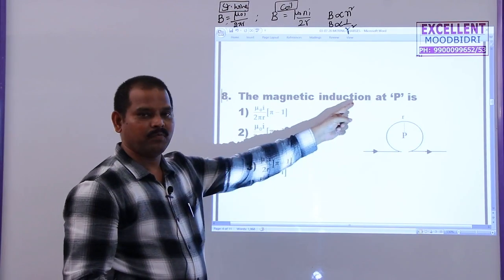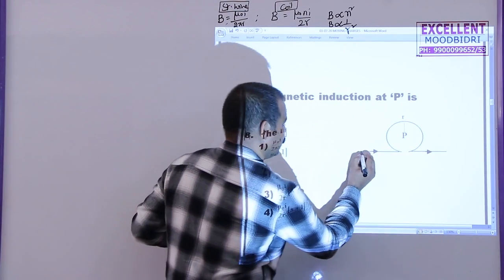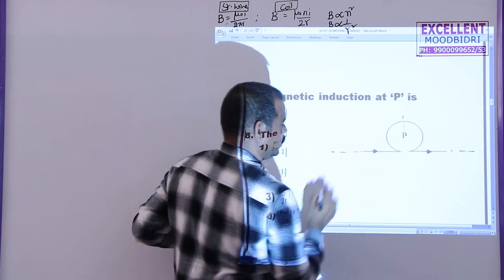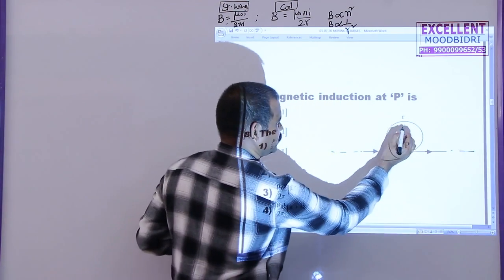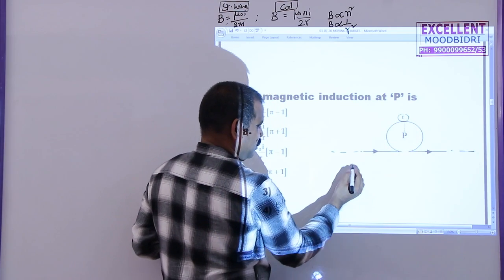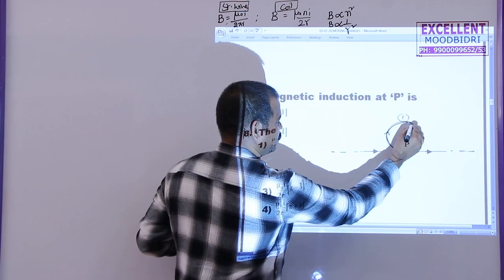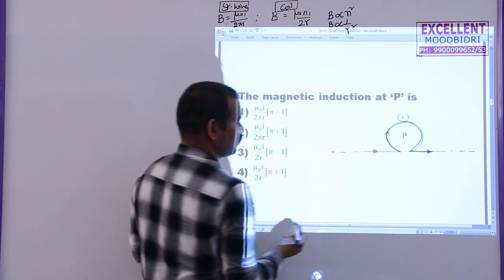So, the magnetic induction at point P is here. This is an infinitely long wire which is bent in the form of a circle at the midpoint. So what is the magnetic field at this point? The radius is R. So here the current will flow like this, and then it will move in a circular path and then it will go up.